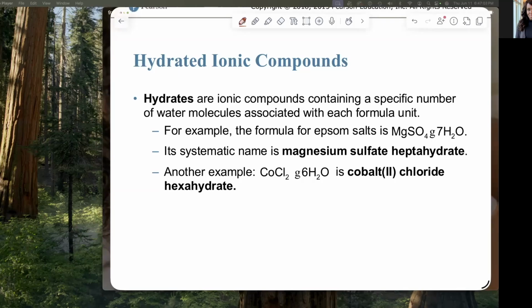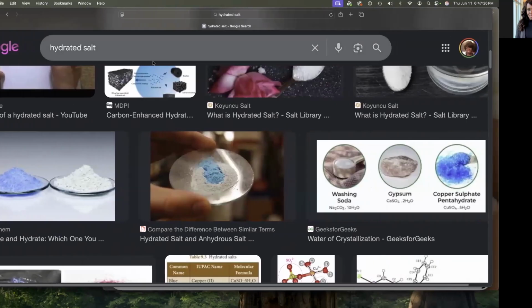between hydrated salts and the unhydrated. Give me just a moment. I want to see if I can get a picture so you can see the difference. Okay, let's move over here.